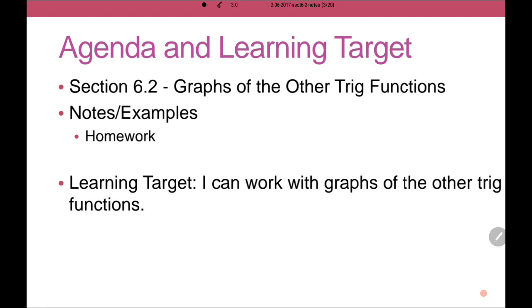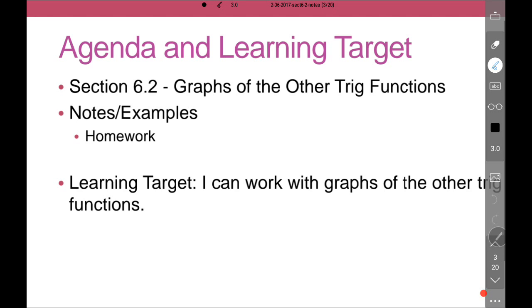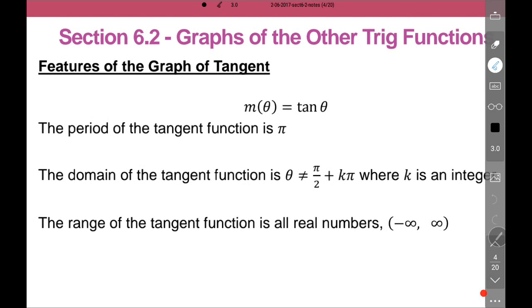Alright, today we're going to be working with the graphs of the other trig functions and seeing what they look like, and looking at how the functions work on a graph. So we'll just start by looking at the features of the graph of the tangent function.